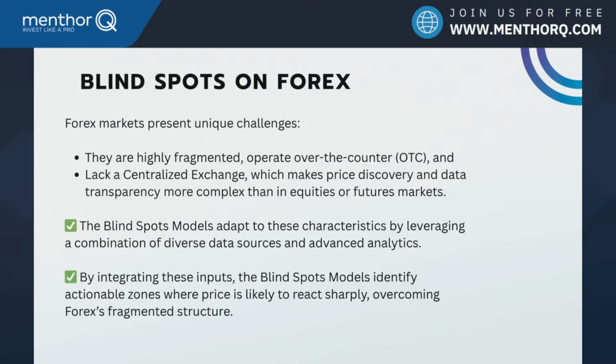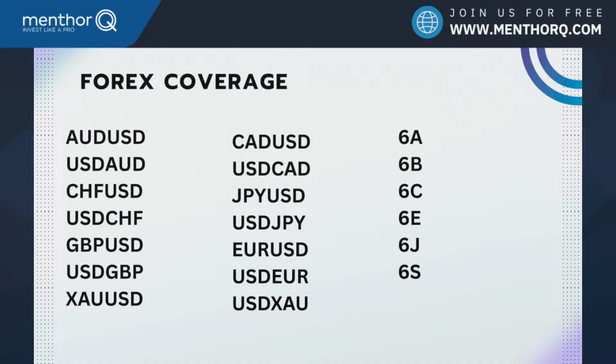So for Forex traders, you can actually combine blind spots with your technical indicators, with your support and resistance areas, and that can become a very great tool for you guys. If we look at our Forex coverage, we cover right now our major pairs. So we have Australian dollar, Swiss franc, British pound, gold, Canadian dollar, JPY, euro, and so on. So those are all available. Blind spots are available on the currency pairs as well as the futures assets, so 6A, 6B, and so on. So those are all available within the indicator.